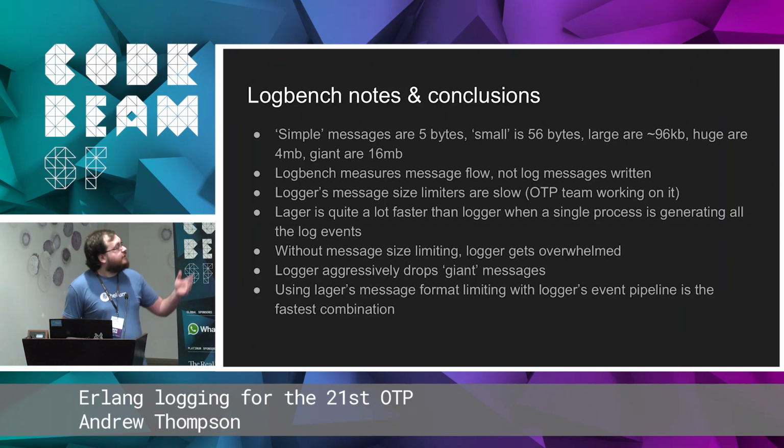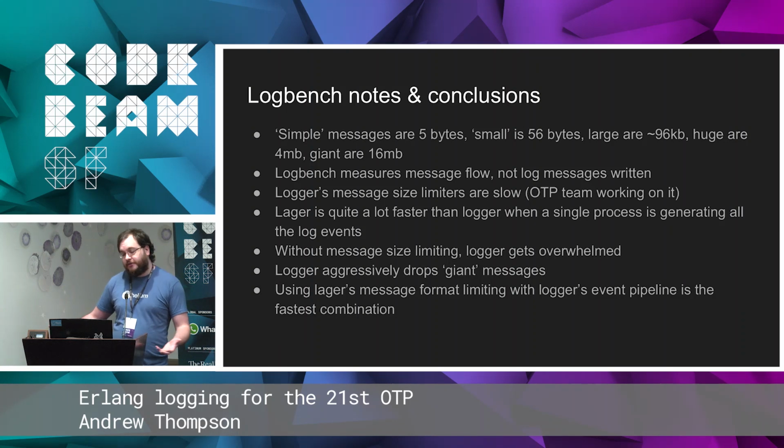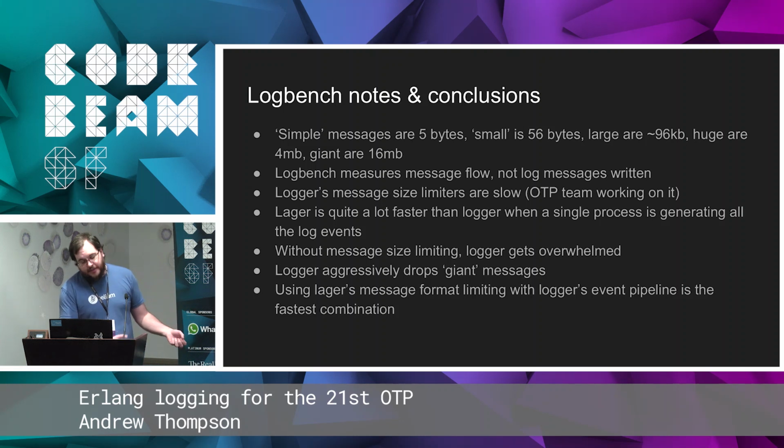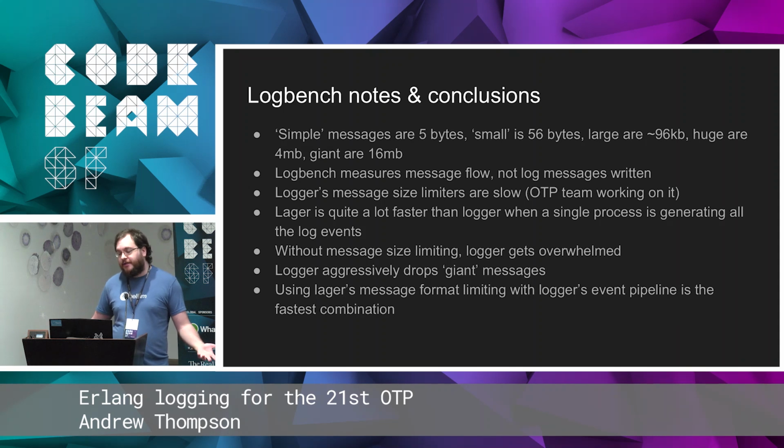So just to cover the sizes, simple message is 5 bytes, the small is 56 bytes, the large are about 96 kilobytes, the huge are 4 megabytes, and the giant are 16 megabytes. And as I said, Logbench is measuring the flow of messages through the system, not necessarily that they made it to the endpoint. Overload protection may have kicked in. I could have turned off overload protection, but I was interested in what the default is, what these things do by default.